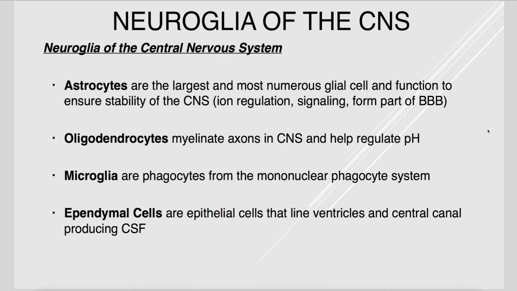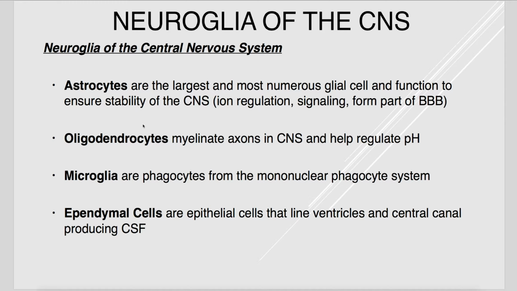So now some of these neuroglial cells, starting with the neuroglia of the central nervous system. Remember these are the supporting cells, the nerve glue. Astrocytes are the most numerous of the glial cells. They're very large, and they're really important for a number of functions. They form part of the blood-brain barrier. They regulate ion flow within cells. They're important for signaling. They have a lot of jobs, and honestly, they do probably more than is understood.